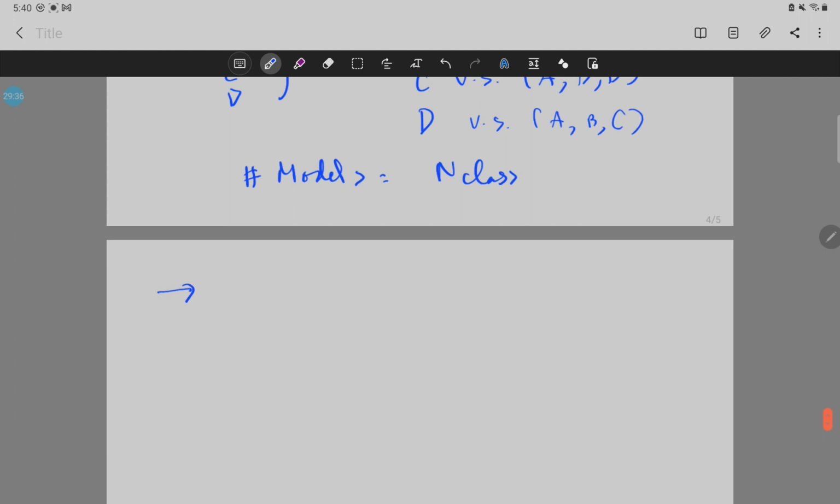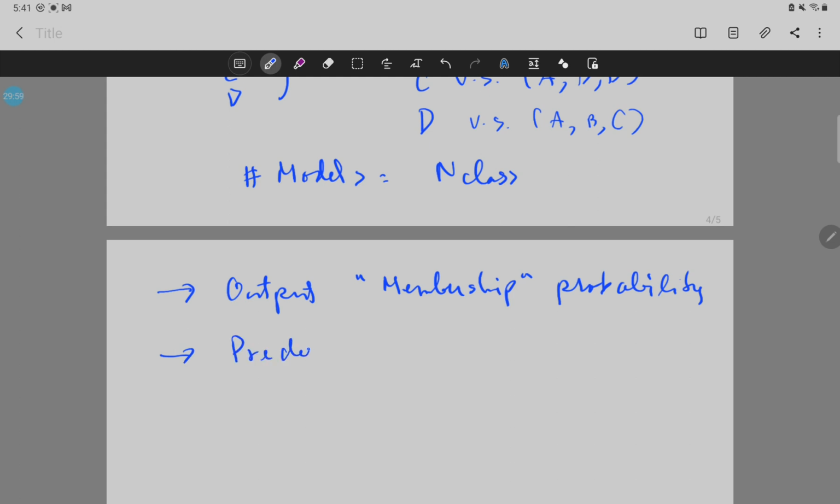Once we build a lot of these binary classifiers, we will output what is called membership probability, and then we predict a class based on this probability value. So I think this is it for SVM.